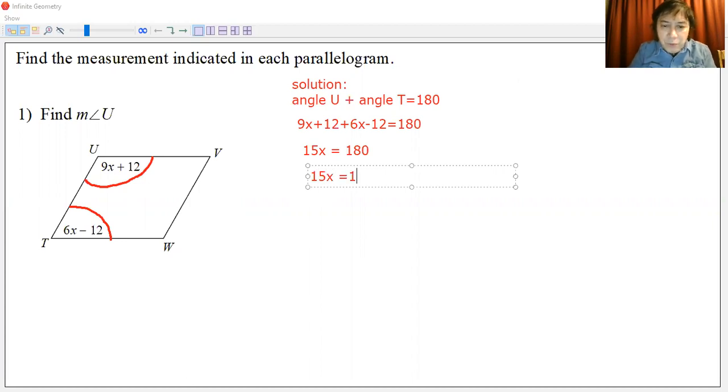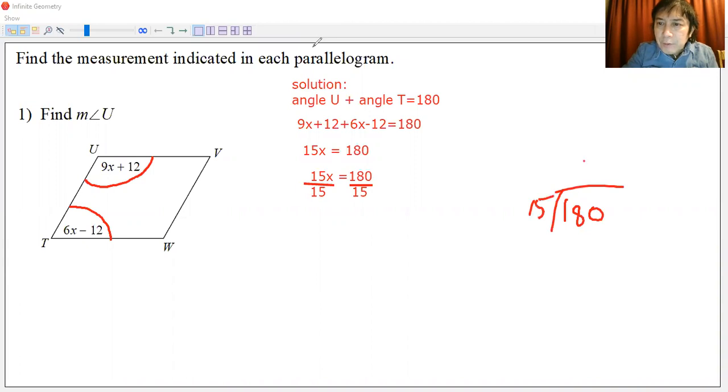Okay, so we're going to have the next line, which is division. 15x equals 180. We're going to divide this by 15, and we're going to divide the other side by 15. So we have a division symbol over here and a division symbol over there. Okay, all right, so we have 180 divided by 15, which is 12. Okay, so our x is 12.